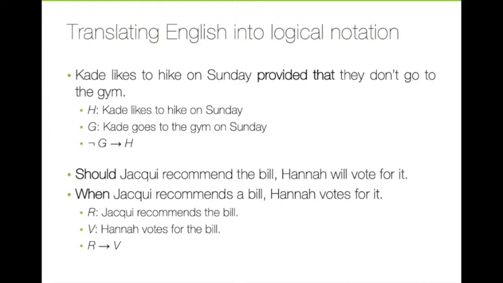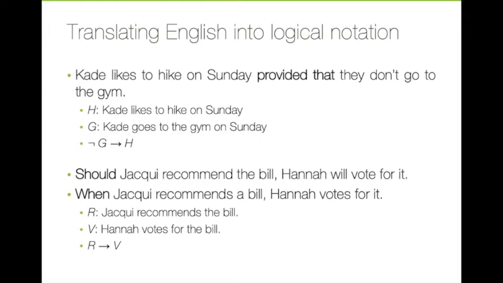Both should and when function basically like if. And like with if, the statement that immediately follows should and when is the antecedent, and we can imagine a then there to signal the consequent. So should Jackie recommend the bill, then Hannah will vote for it. When Jackie recommends a bill, then Hannah votes for it. In both of these, we have essentially the same atomic statements: Jackie recommends a bill, Hannah votes for it, and so we get R arrow V.